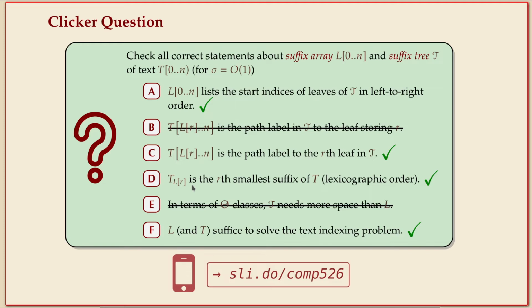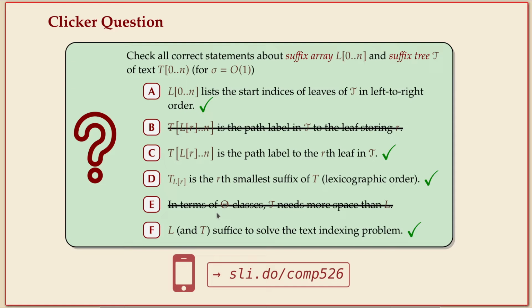Another way to say the same thing, if you take the suffix of the text that starts at this position, we have this shorthand notation for that, then the fact that this is the index r in the suffix array says that's the rth smallest suffix of t. Let me do this one first. L and the text together are enough to solve the text indexing problem. That's what I've just shown you with the binary searches.